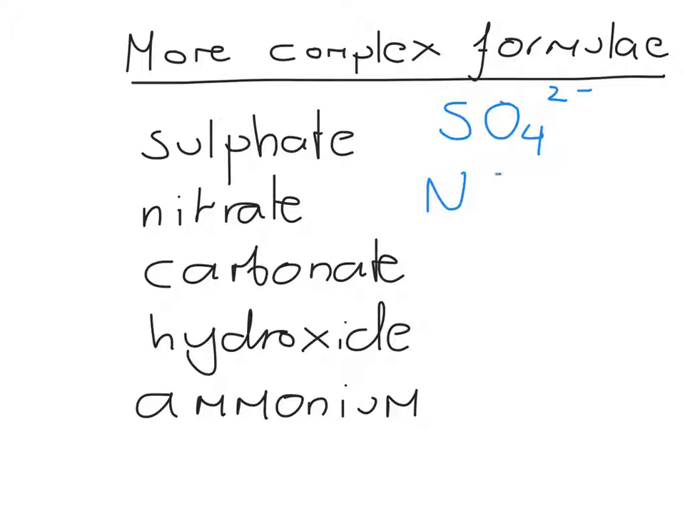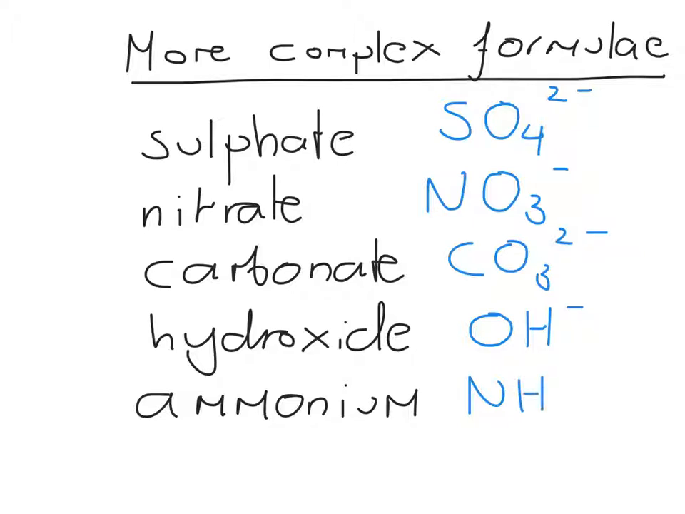Nitrate is NO3 minus. Carbonate, CO3 2 minus. Hydroxide is an oxygen and a hydrogen, and they have a minus charge. And ammonium is the only positive one. It's NH4 plus. So you can see that each of these have got two different elements in them, and they have an overall charge. So let's have a look at how we deal with them when building up formulae.